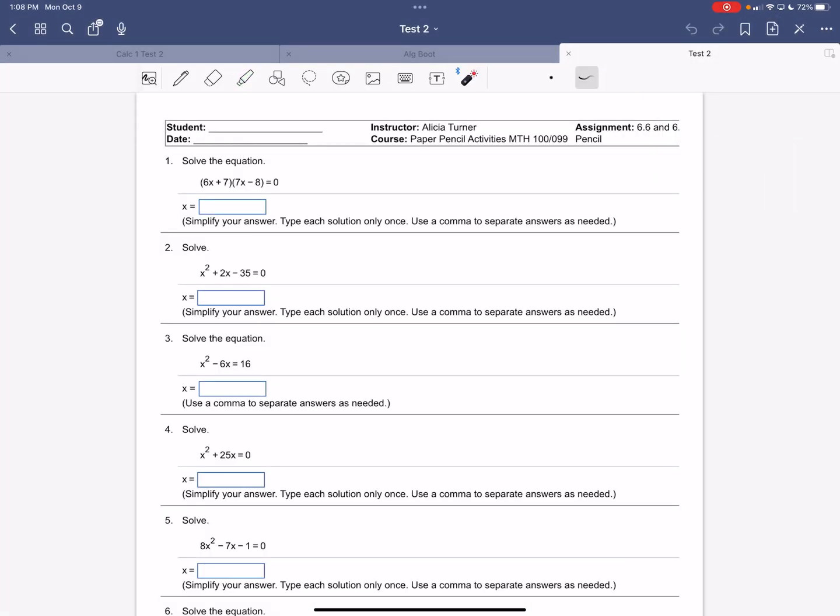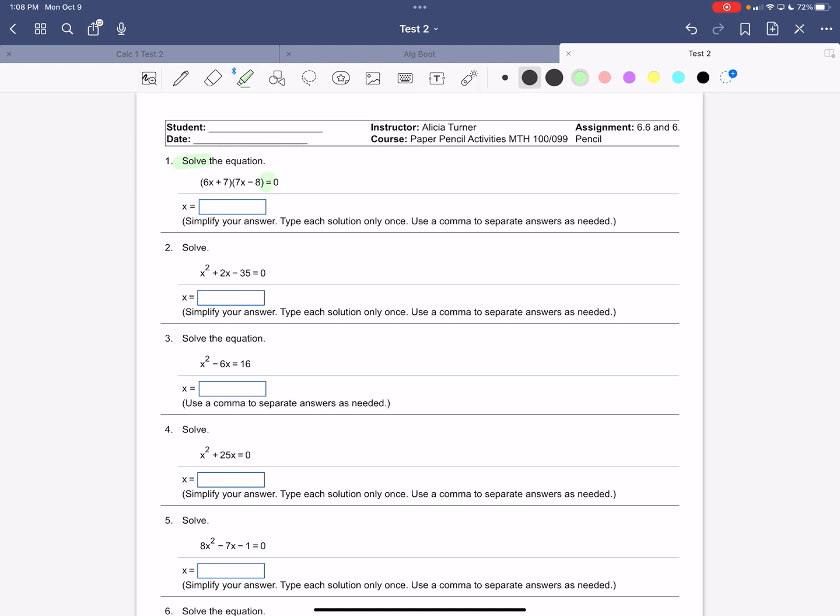We are focusing on 6.6 and 6.7. That is solving equations and word problems. That's what we're going to focus on for the next few minutes. Now, when we are solving an equation, the difference between solving an equation and factoring is a couple of things. One is it's going to say solve right here, and the next you're going to have an equal sign.